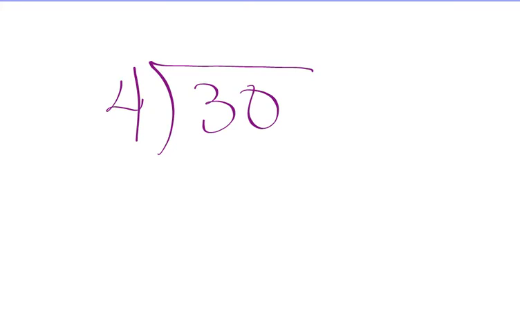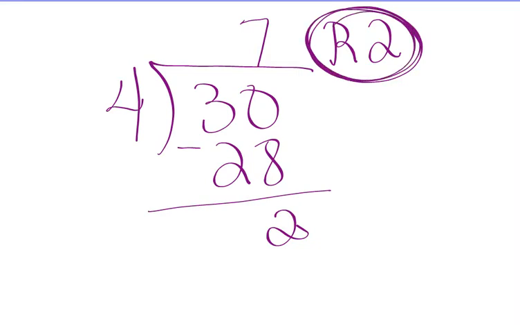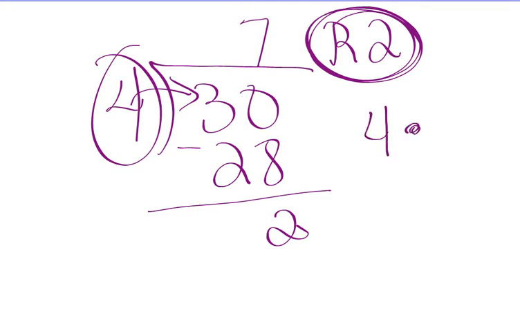Does 4 go into 3? Nope. Does 4 go into 30? Yes, it does. 7 times. 4 times 7 is 28. And when I subtract those, I get a 2. Does 4 go into 2? Nope. This is just a remainder. I've got 7 remainder of 2. Because I have a remainder left over, it means 4 did not go into 30 evenly. It means that it's not a factor of 30. I can't find a whole number to multiply 4 by and get 30.